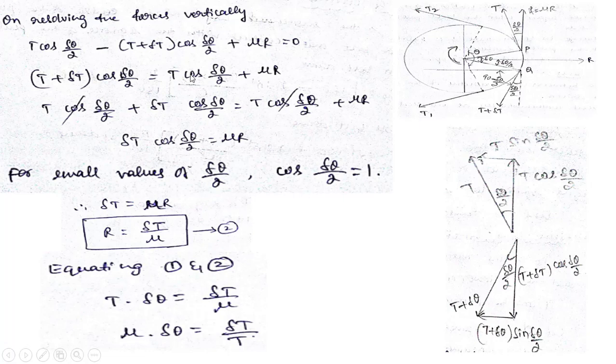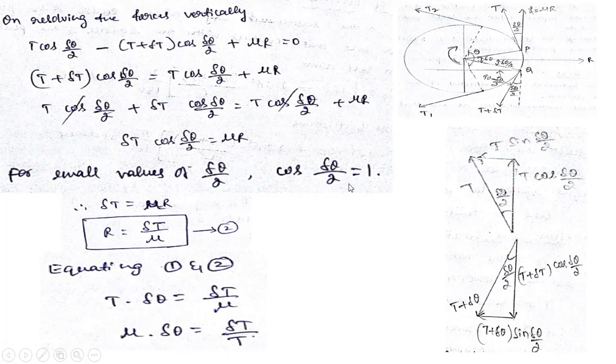Next, on the RHS, T cos delta theta by 2 plus mu R. So this T cos delta theta by 2 will get cancelled with the T cos delta theta by 2 which is on the LHS. So this thing will get cancelled, and we will be left with delta T cos delta theta by 2 is equal to mu R. Again, we will take this for small values of delta theta by 2, cos delta theta by 2 is equal to 1.